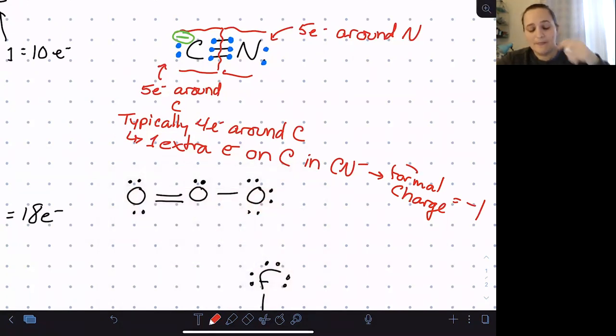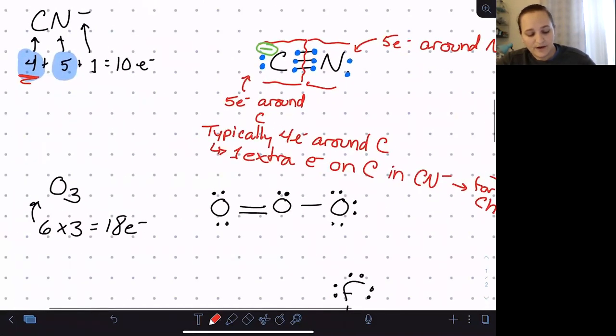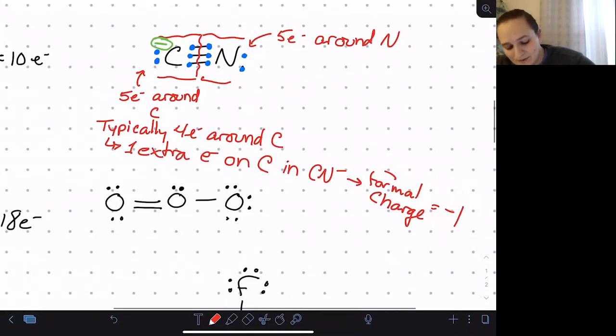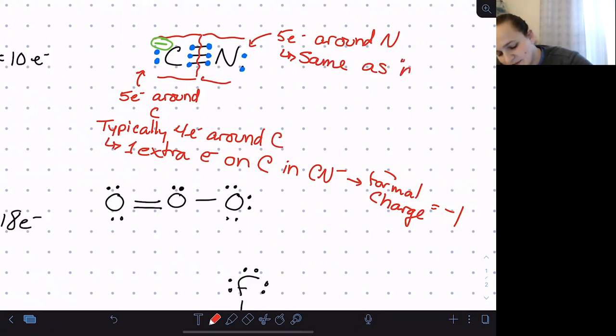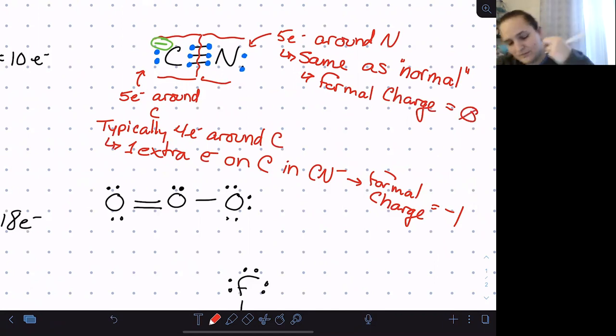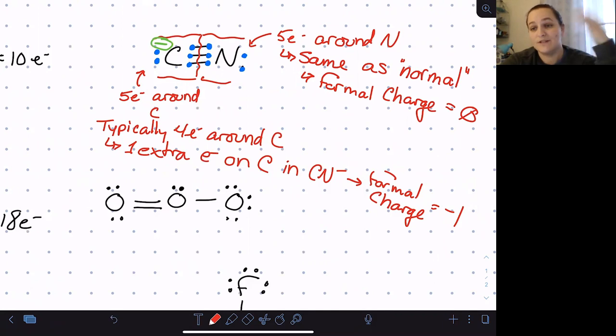For the nitrogen, it has 5 electrons around it as well, and 5 is the norm for nitrogen. So this is the same as its normal or typical amount. So our formal charge is 0. The formal charge is essentially the difference in the number of electrons in this compound versus its typical number of valence electrons. So if they're the same, there's no difference, so our formal charge is 0.